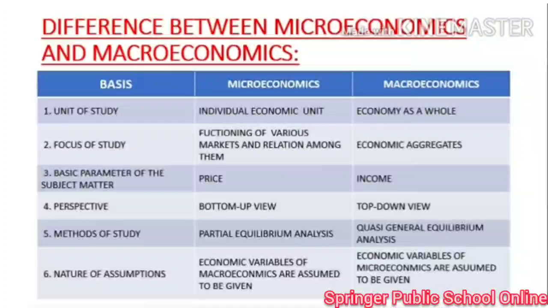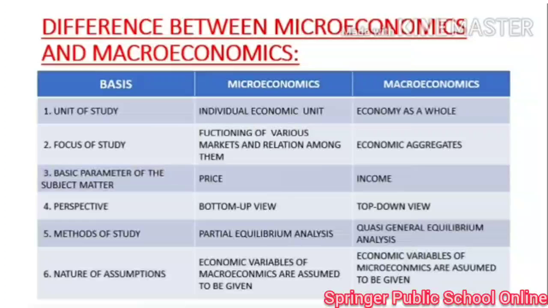Difference between microeconomics and macroeconomics. Number one, unit of study. Microeconomics is concerned with how the individual units make decisions and what affects their decisions. Households, firms and industries and individual markets are the main economic individual units. On the other hand, the entire economy, rather than part of the economy, is the unit of study in macroeconomics. Macroeconomics is concerned with the behavior of the economy as a whole.